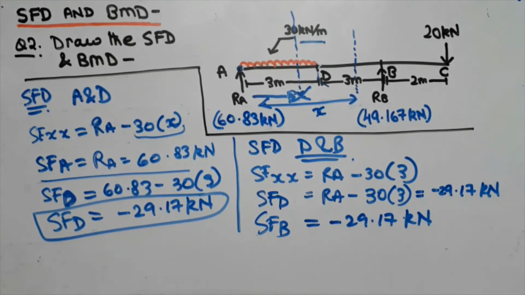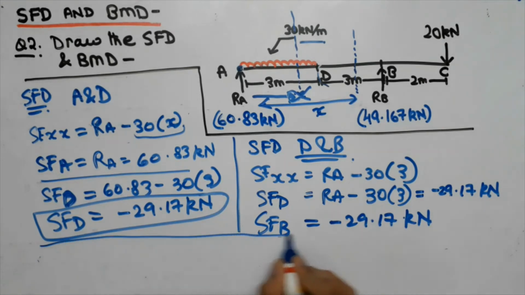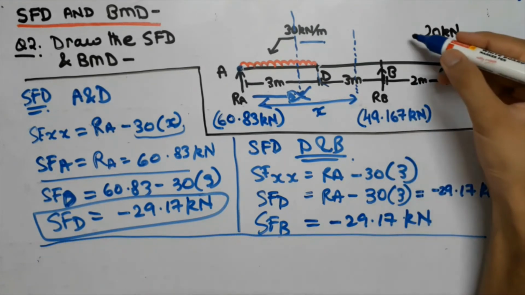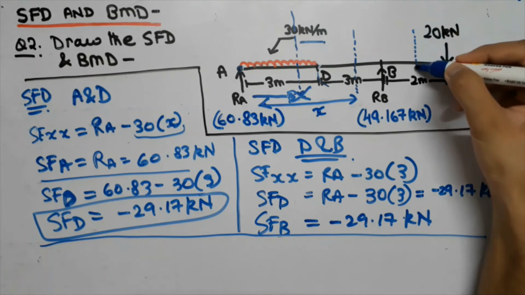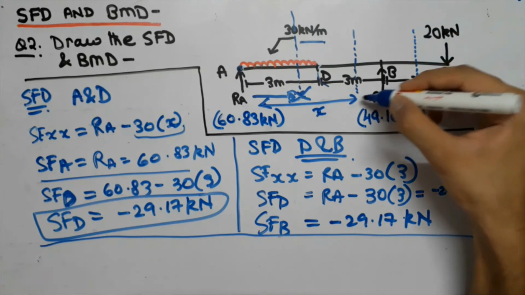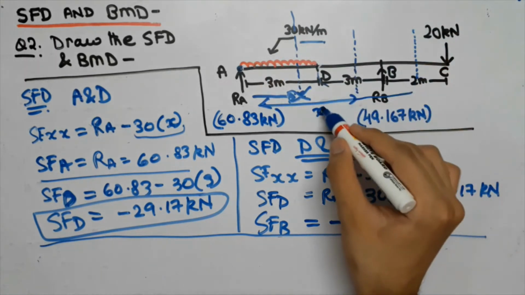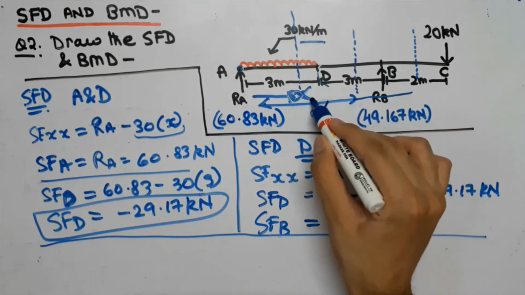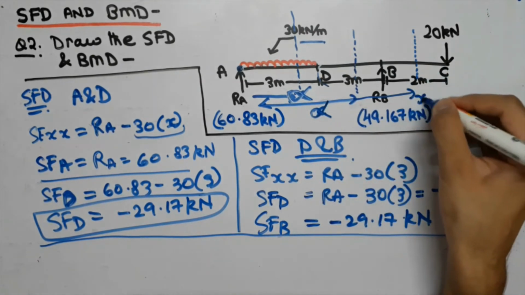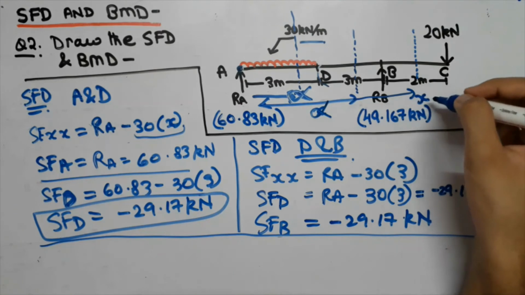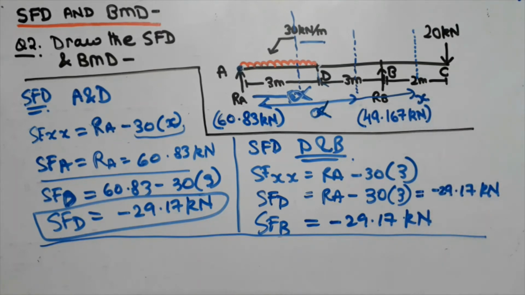Now guys, subsequently we are going to look between the portion B and C. That is, now we will consider a new element which will be at a distance x from the point A. So we will neglect this x and the previous x also. So this is the new element which is at a distance x. So now we are going to write the SFD equation for the portion B and C. That is between B and C.